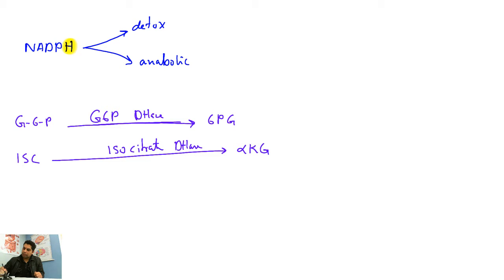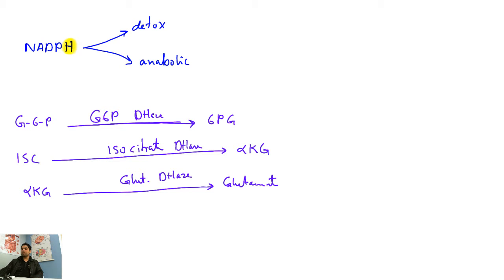Another one is glutamate dehydrogenase. Glutamate dehydrogenase takes alpha ketoglutarate and converts it to glutamate. Now, all of them produce NADPH. But do you remember that isocitrate dehydrogenase in the Krebs cycle only produced NADH? There's a second version of it that can produce NADPH. It's the same enzyme but a different version. These are the three enzymes that I know of that can produce NADPH.